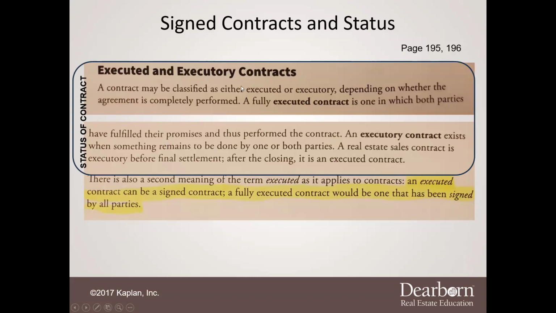Executed and executory contracts. Over here in this section, I put the box around it and I just wrote status of a contract because this is talking about the status of the contract. And down here, it's pertaining to actually it being signed. So let's highlight: an executed contract can be a signed contract. A fully executed contract would be one that's signed by all parties.